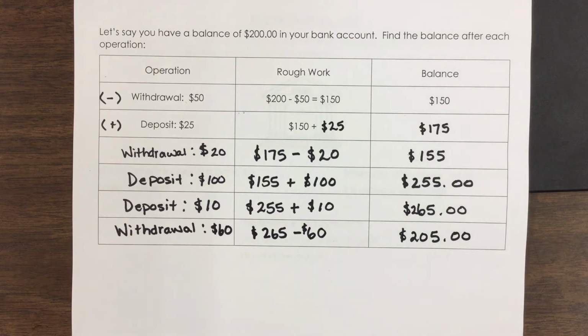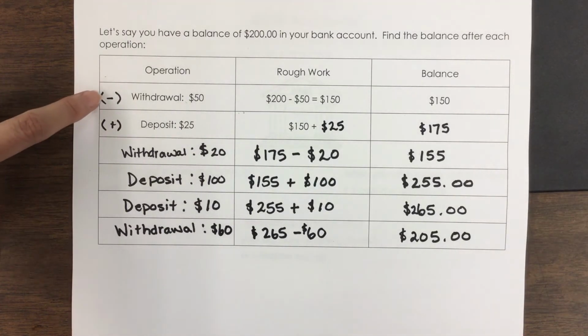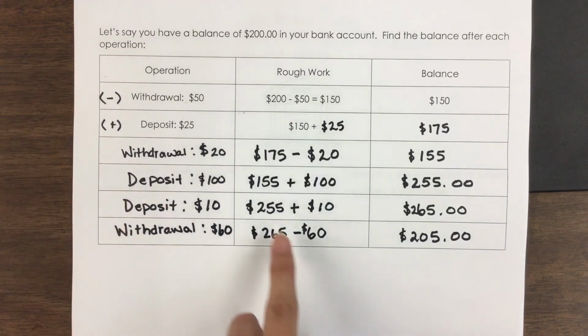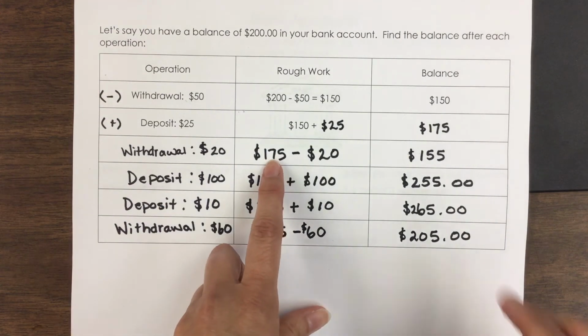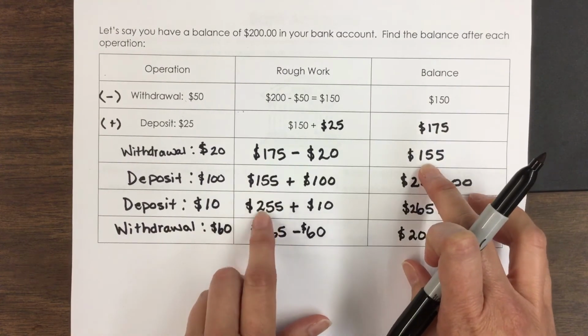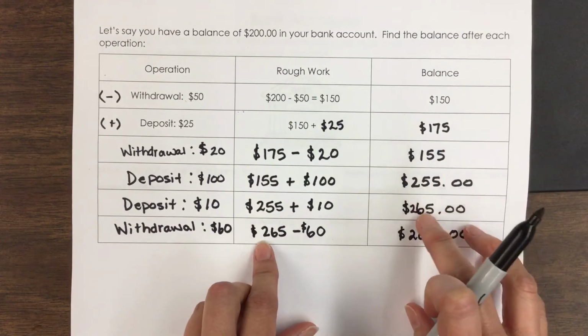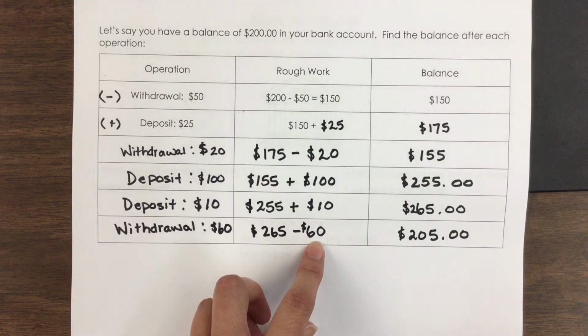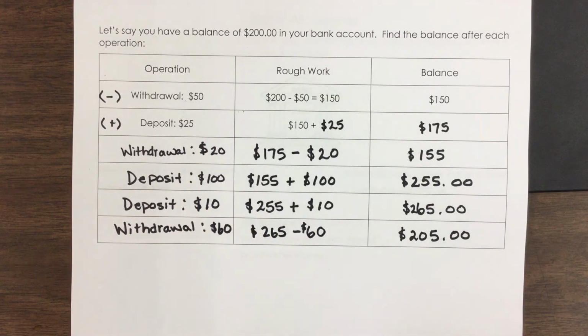You put money in, it's a deposit. You add. You take money out, it's a withdrawal. You subtract. Whenever you do the rough work, you always start with your original balance. Okay, do you notice that you always start with the original balance that you had? And then you do the addition or subtraction based on the deposit or the withdrawal.